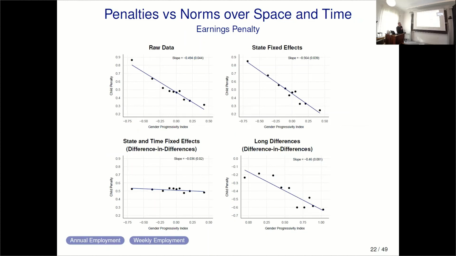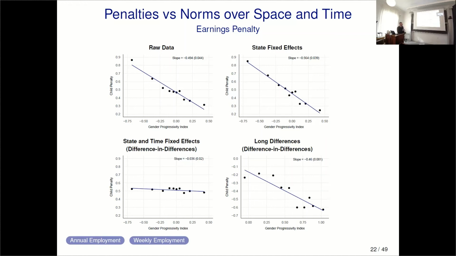So we start up here. This is just the raw data. I'm using all the observations across different states in the US and different times in the US, and just plotting the child penalty observed for a given state and a given time period against the gender progressivity of that state and that time period. There's no difference in differences here, but in this bin scatter plot you have a very strong negative correlation.